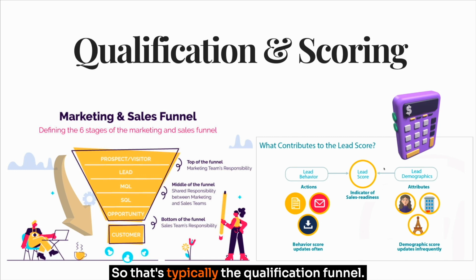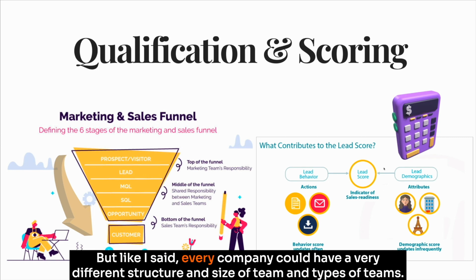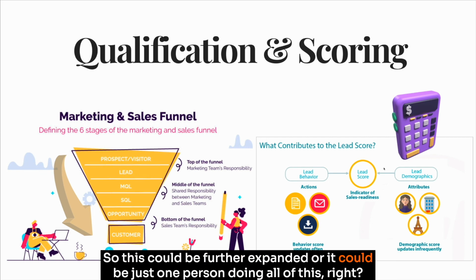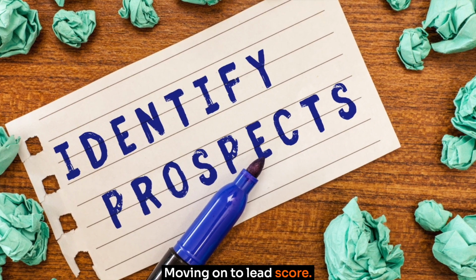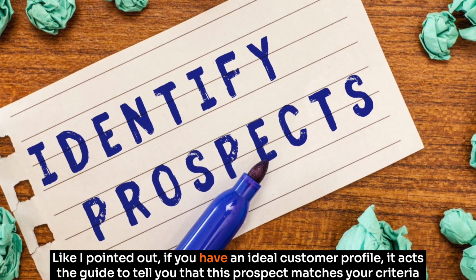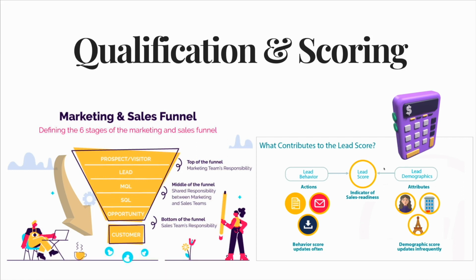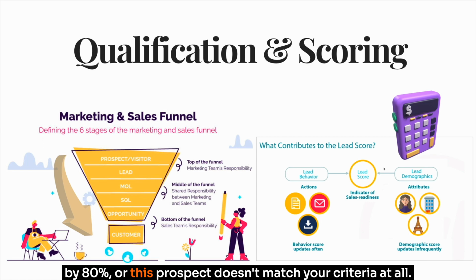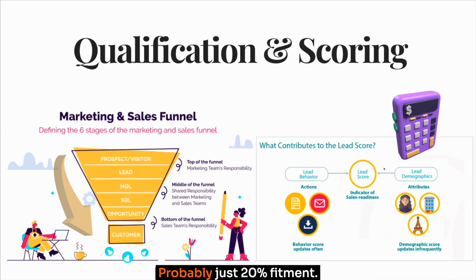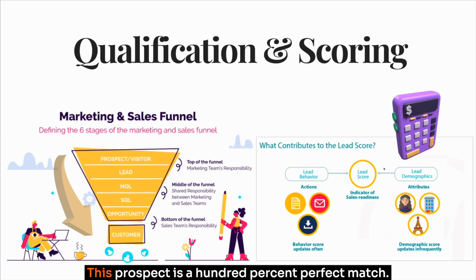So that's typically the qualification funnel, but like I said, every company could have a very different structure and size of team and types of teams. So this could be further expanded, or it could be just one person doing all of this, right? Moving on to lead score, like I pointed out, if you have an ideal customer profile, it acts as a guide to tell you that this prospect matches your criteria by 80%, or this prospect doesn't match your criteria at all, probably just 20% fitment. This prospect is a 100% perfect match.